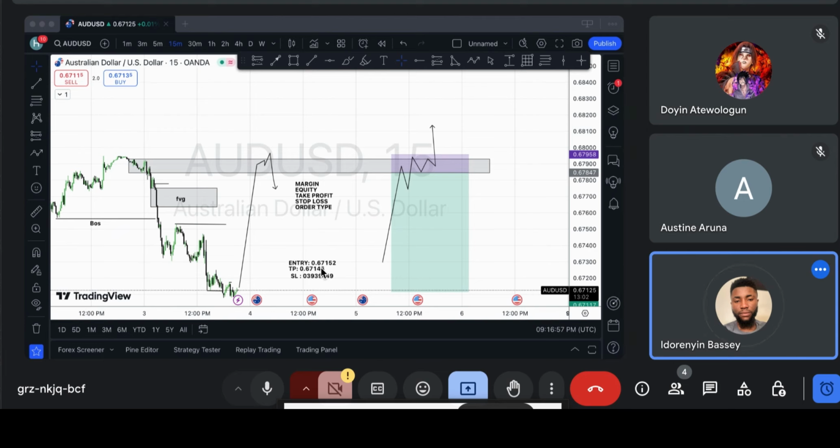And so we are going to look at what we call order types. I think this is going to be the last topic we are going to be looking at today, which is called order types.